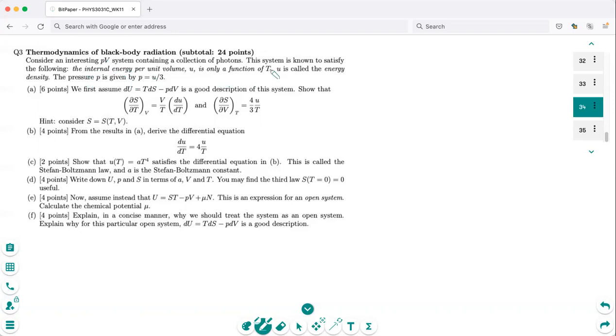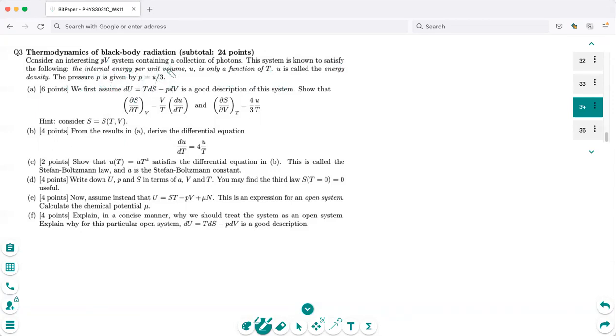Ideal gas tells you the internal energy is only a function of temperature. So now you have this energy density coming in. Okay, so little u is called the energy density for obvious reasons. And you are also told that pressure is related to the internal energy by this relationship.